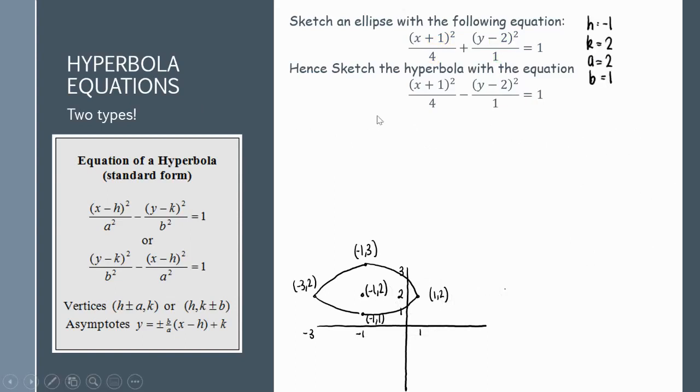Part of our problem is to now sketch the hyperbola. So I'm just going to write a few things down. I know that my h is still -1, my k is 2, my a is 2, and my b is 1. Also notice in the equation the x comes first and then the minus is attached to the y brackets second. This means my hyperbola is going to open horizontally.